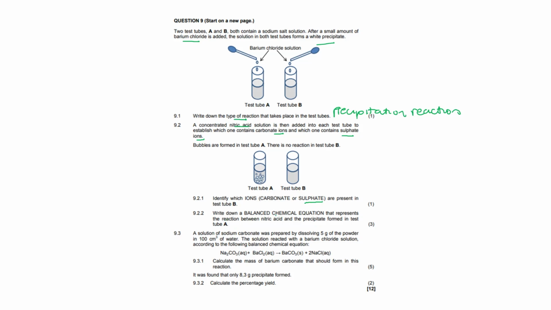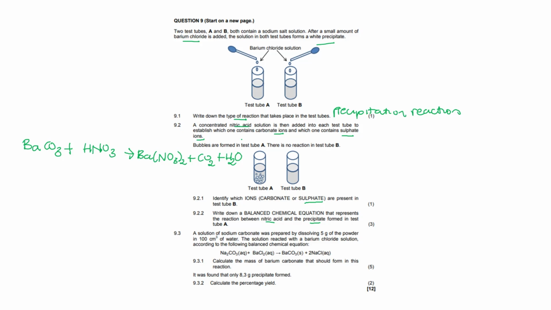9.2.2. Write down a balanced chemical equation that represents the reaction between nitric acid and the precipitate formed in test tube B. All right. So remember, there was barium chloride, and in test tube B, it formed a carbonate, right? And then we have nitric acid. Okay. So then, we have a white precipitate after adding the nitric acid. Right, so this is going to be our chemical equation.